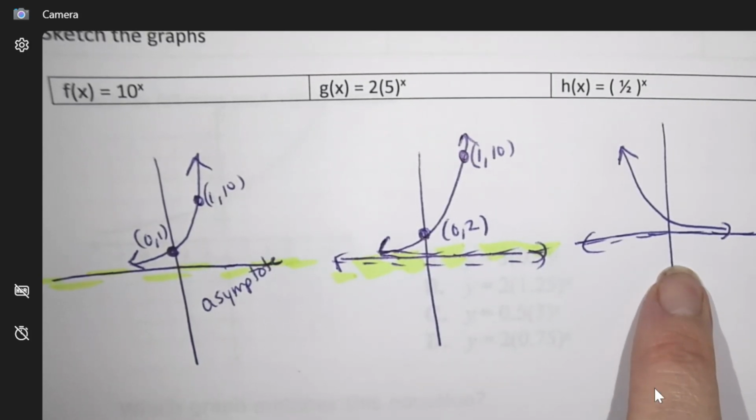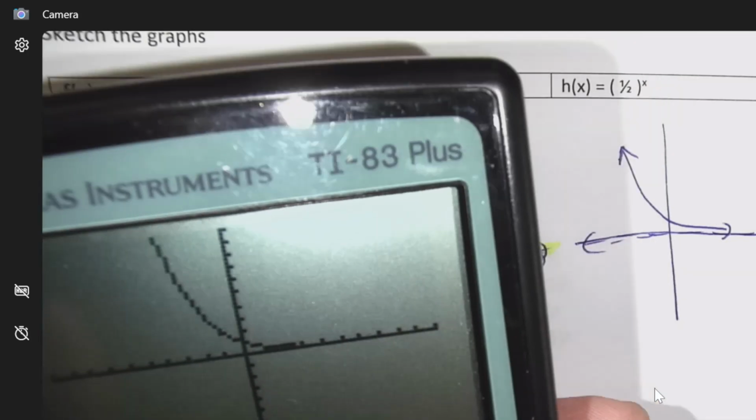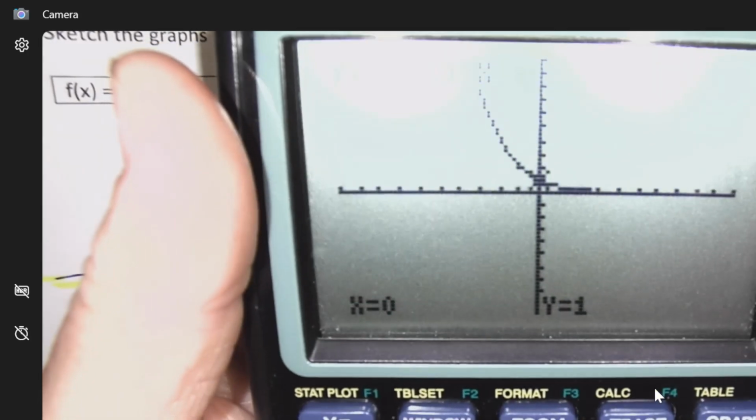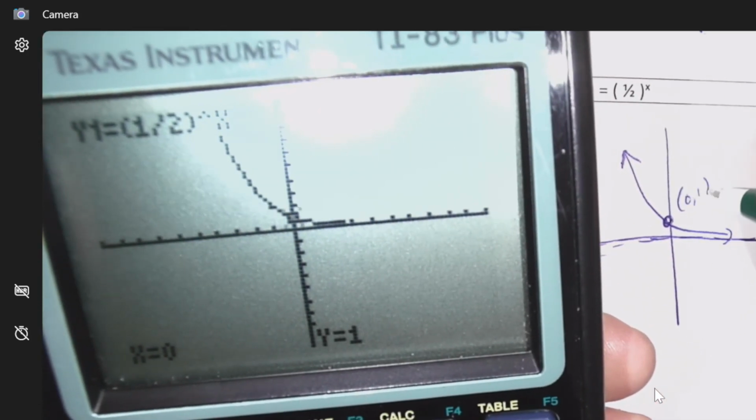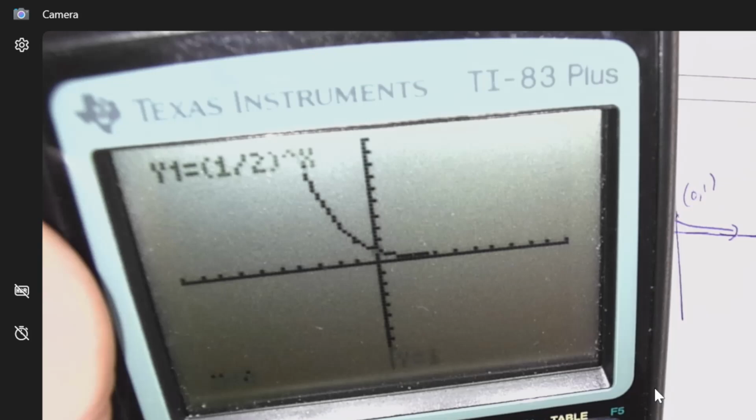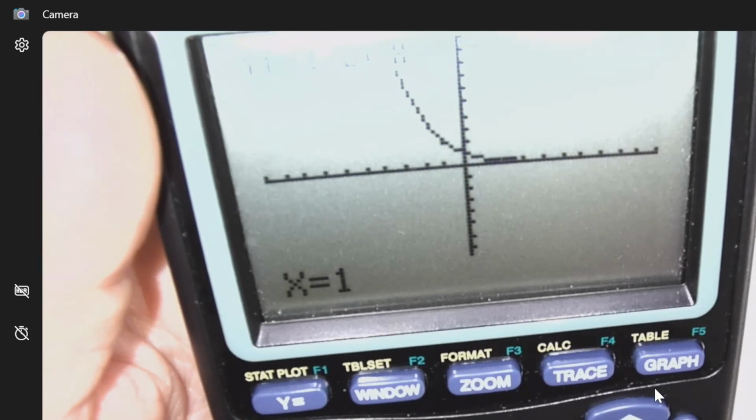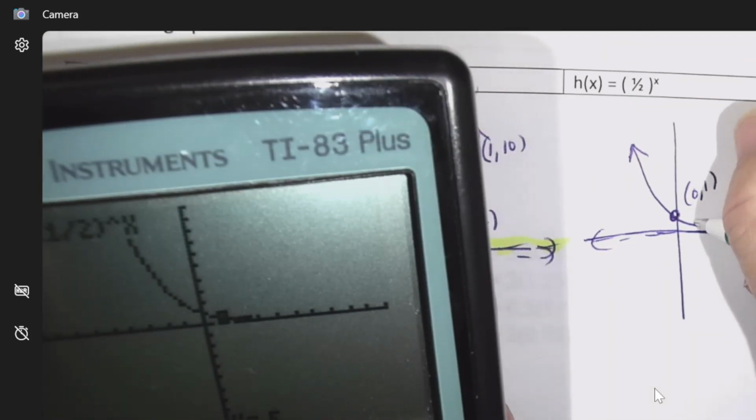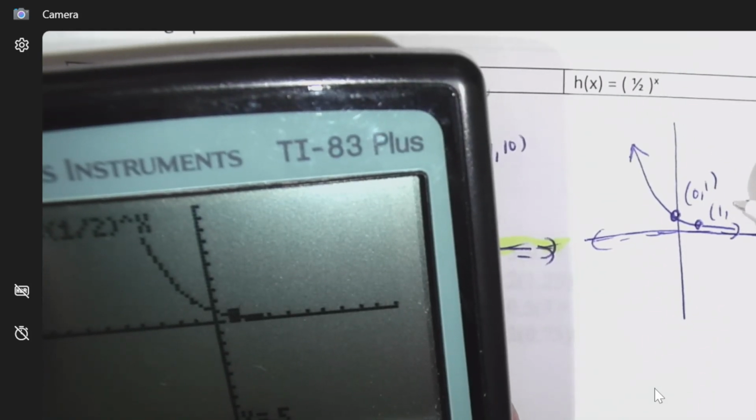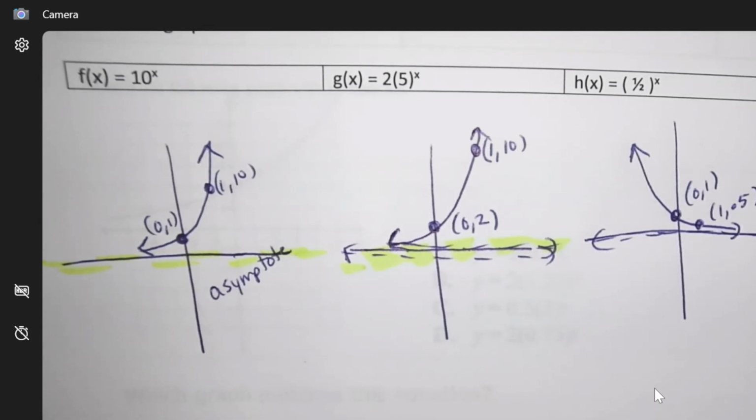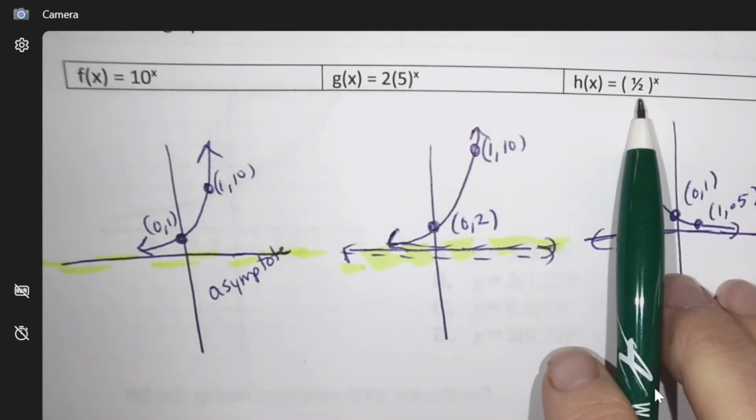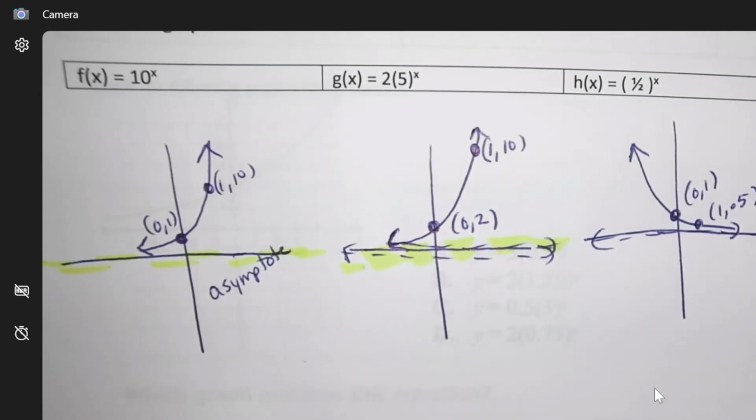Are you getting a different shape this time? The other way? Okay, push trace. I get 0, 1. And then push 1, enter. And you're getting 1, 0.5. Why do we do that? Why do we do that? Because 1/2 to the power of 1 is just 1/2.